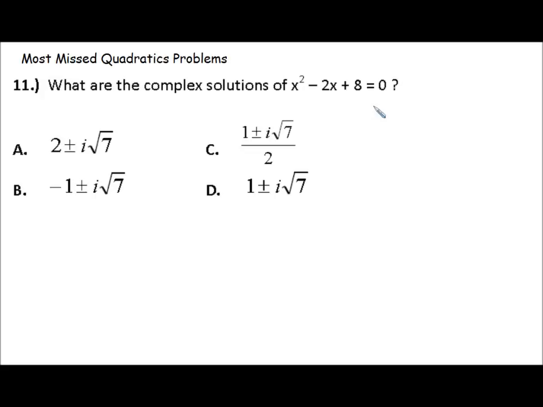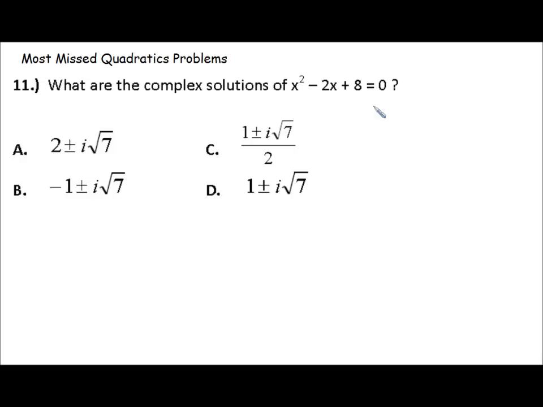I wanted to do a series of videos just addressing the most missed problems in the last quadratics test. And these are kind of in no particular order, but I want to say that this problem number 11 was probably the absolute number one most missed problem on the entire test. So it's definitely worth going over.